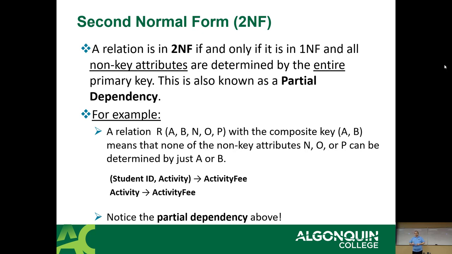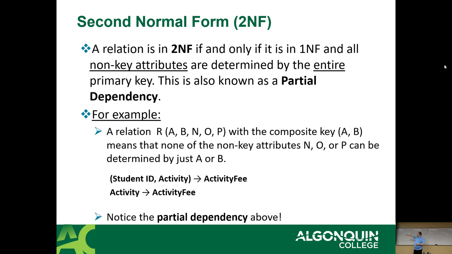The second normal form happens when, if it's in first normal form, because just like in Dragon Ball Z, you can't become a Super Saiyan unless you're a Saiyan first, because that's just not how it works. You cannot jump to level two unless you're already at level one. And all non-key attributes are determined by the entire primary key. So this is known as a partial dependency.